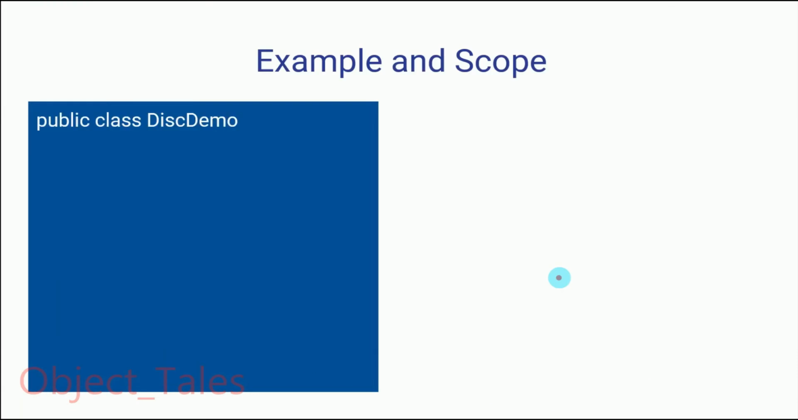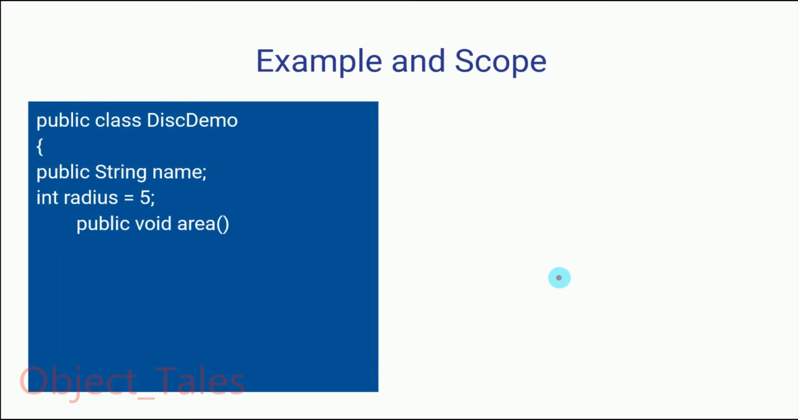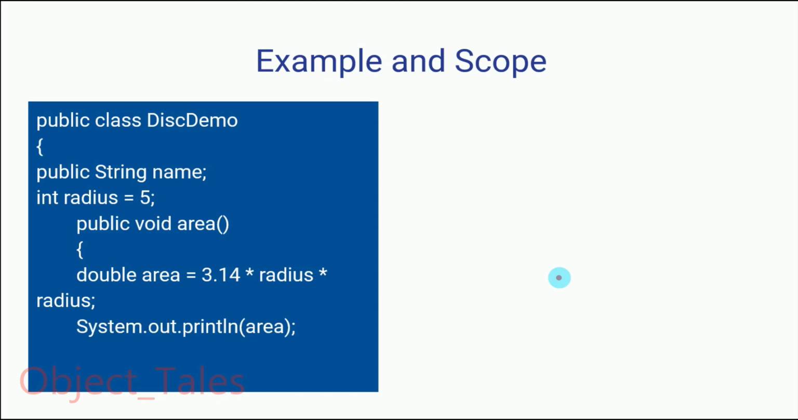Now, an example and a scope. We'll see one example program, that is a disk demo. In that there is a public string name and an integer radius equal to 5. Then a method area, in which we will find the area of the disk by multiplying 3.14 into 5 into 5, like radius. It's just a program to understand, okay.